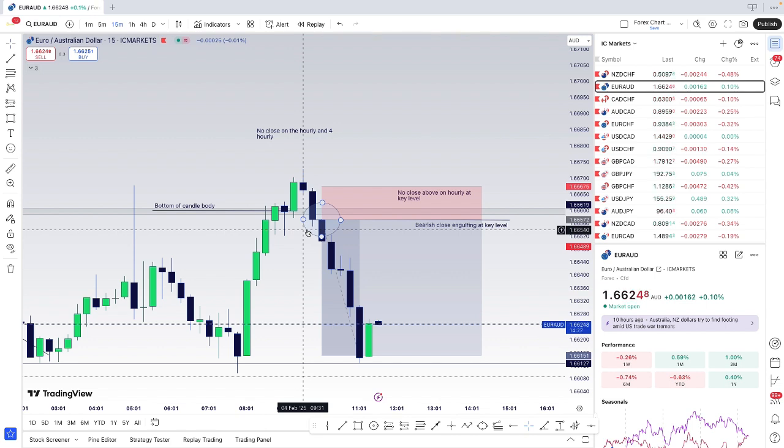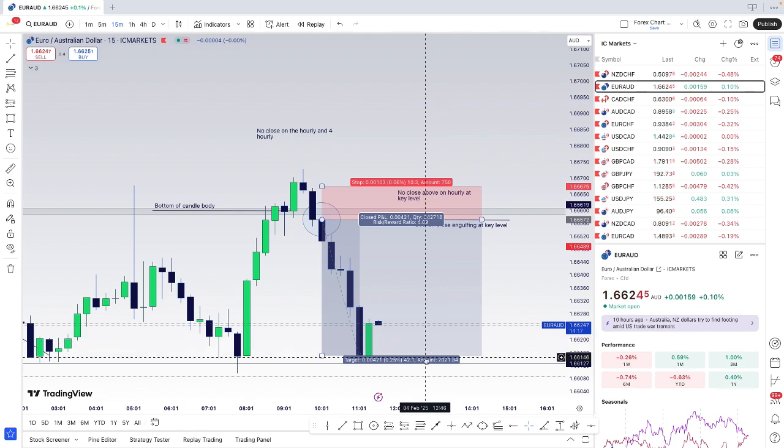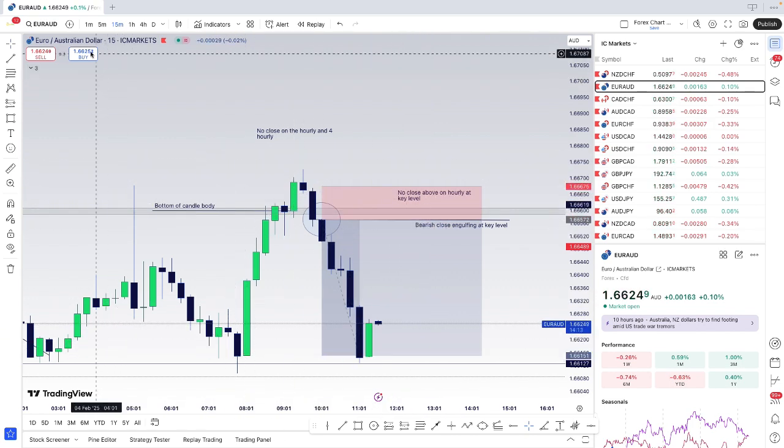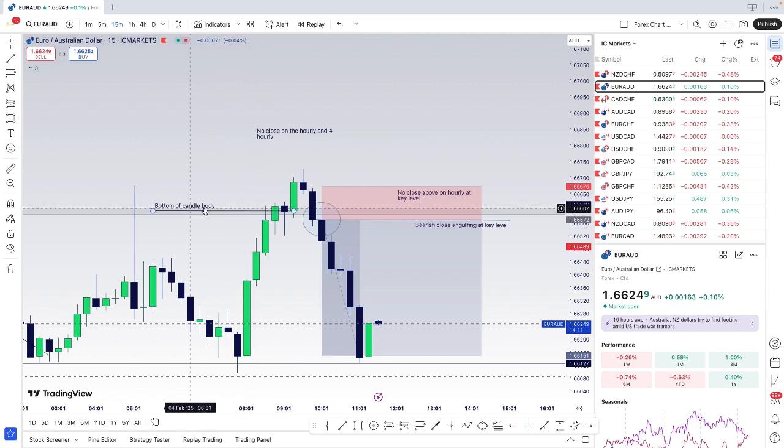I know people say stick to one time frame, but for me, my confluence is looking at the bigger picture, especially to get bigger moves. Like we've got 42 pips here. So yeah, we can see here that we've got the bottom of this bullish candle on the 15-minute.